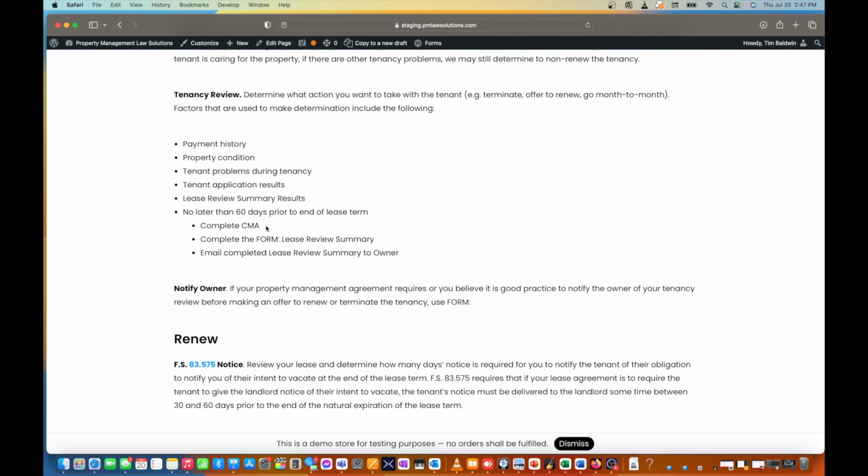So for example, if we increase the rent by a couple $100 a month based on our comparative market analysis, and we inform the tenant of that, the tenant may say, well, that's more than I want to spend, and they may end up not wanting to renew.